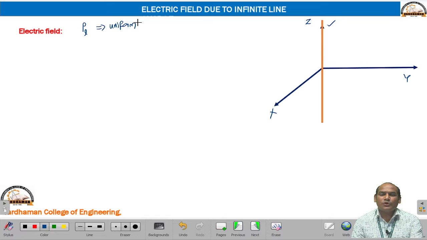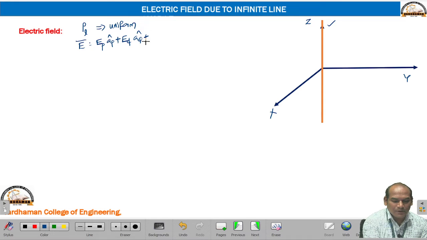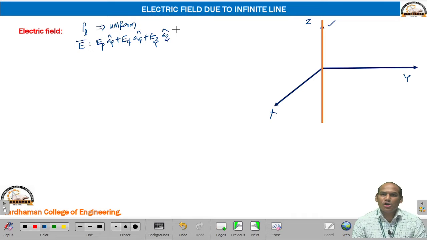Before starting the calculation itself, we will see what components are available in the electric field. Since I said we are calculating in cylindrical coordinates, the electric field at an observation point on the xy plane can be in this form: E bar is equal to E rho A rho cap plus E phi A phi cap plus E z A z cap. So it may contain the rho component, phi component and z component.